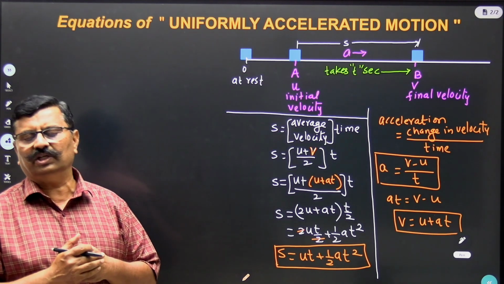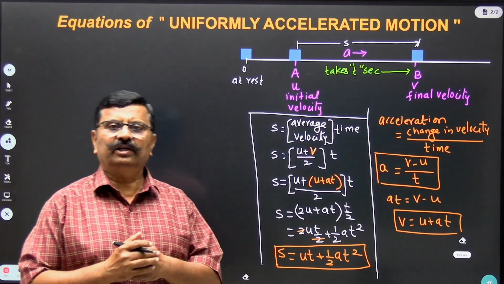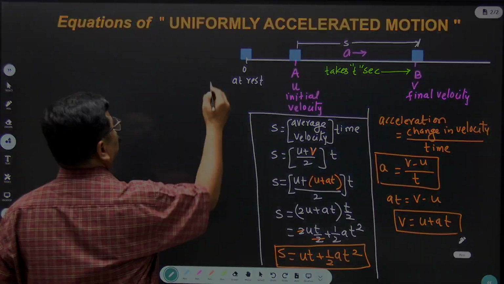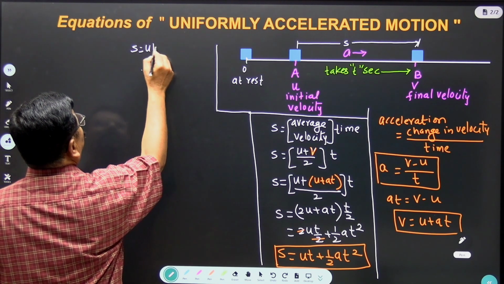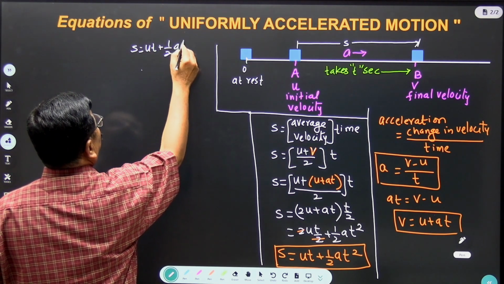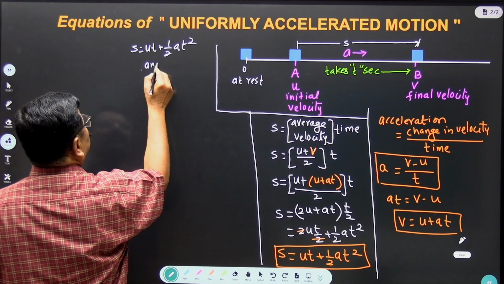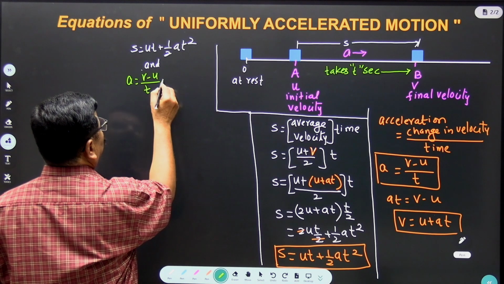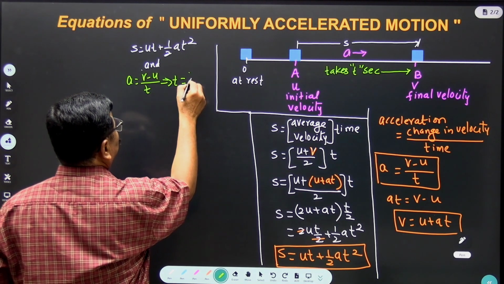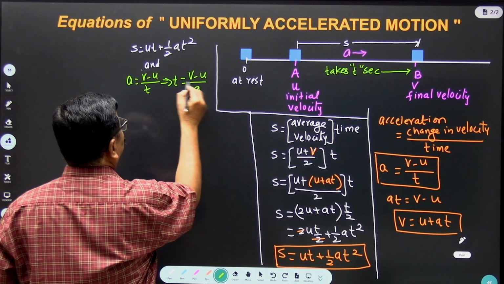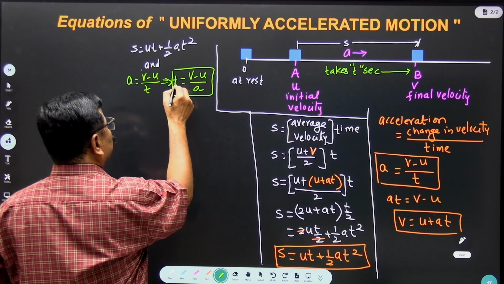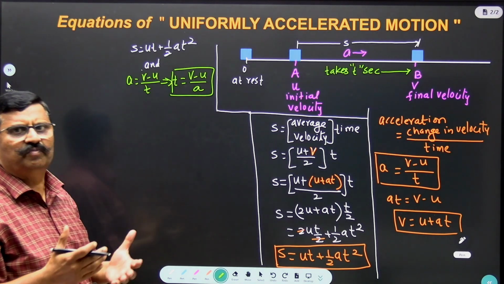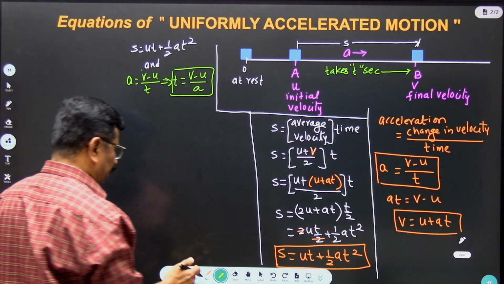Now let's find the third equation. Now we have got two equations. The first equation is s is equal to ut plus half at square, and the second equation is a is equal to v minus u upon t. I will find the value of t, that is v minus u upon a, and I will substitute this value of t in this equation and I will simplify. So I will get the final formula.